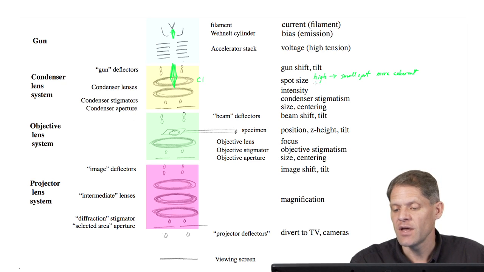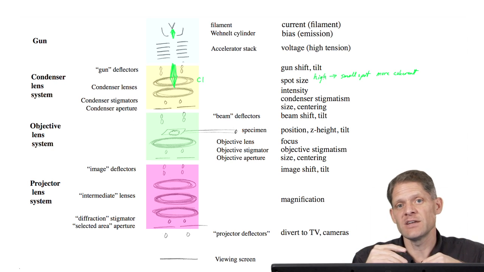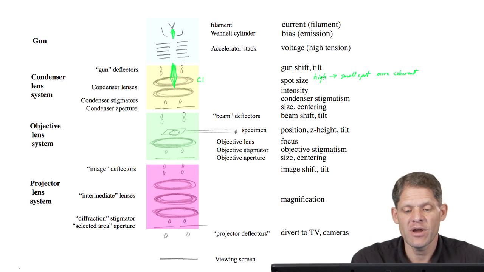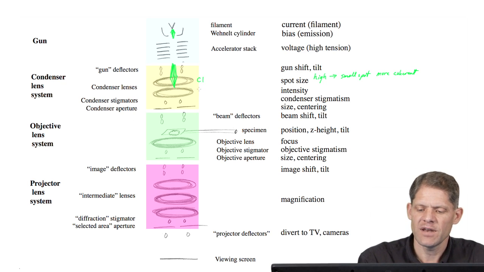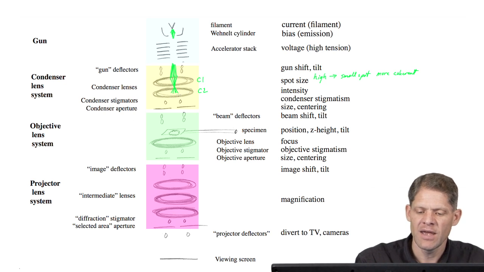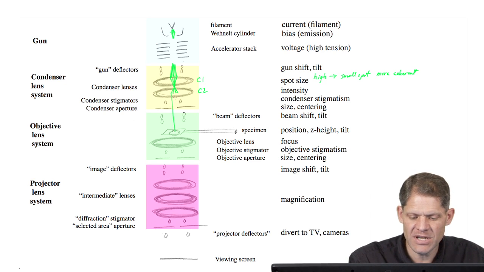On the other hand, a low spot size corresponds to a larger spot that has more electrons in it, and it's brighter, but it's going to be less coherent. The next condenser lens is called C2, and it takes that first spot as the electrons emerge from that first spot, and its job is to focus these electrons onto a particular position on the sample.